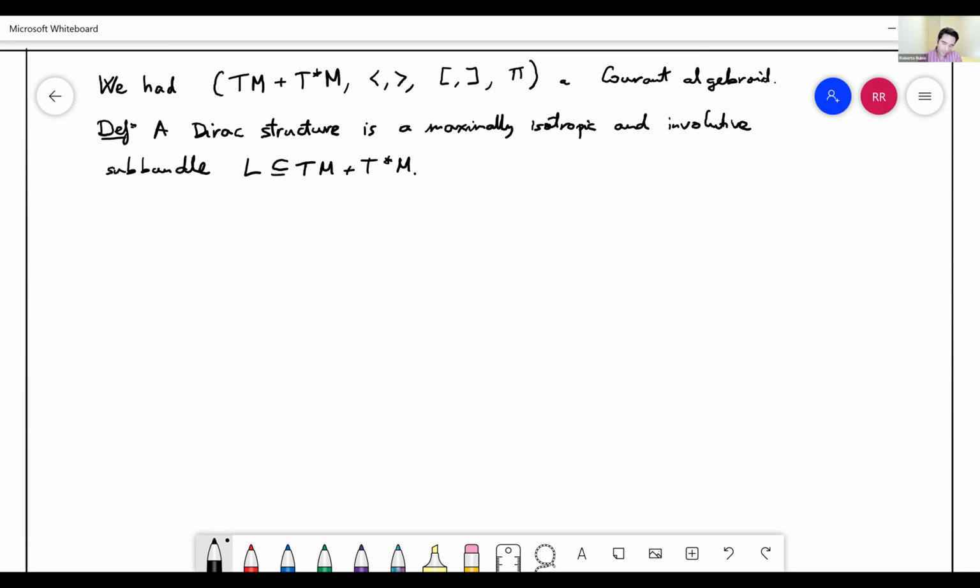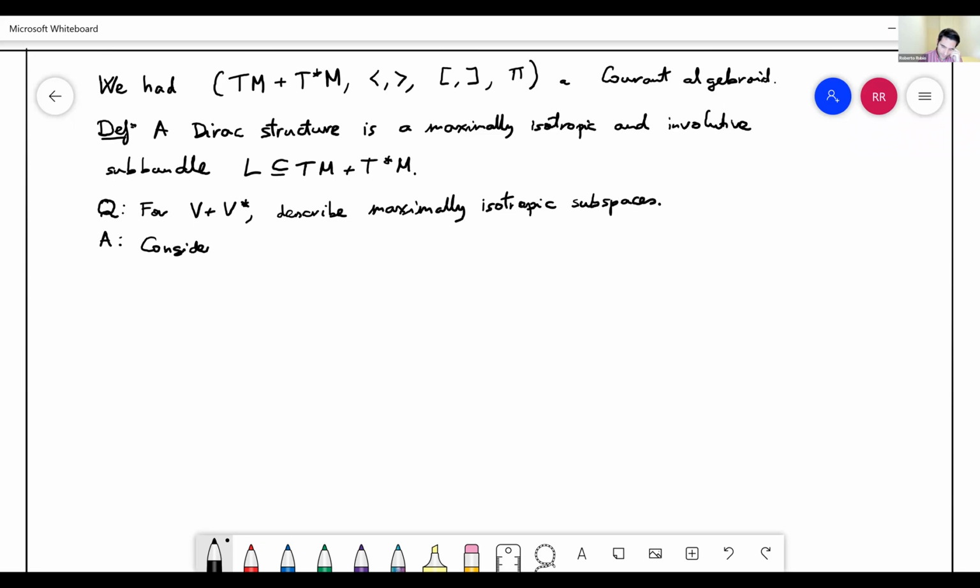So this is the question I posed yesterday: for V plus V dual, where V is a vector space, describe maximally isotropic subspaces. Here I can forget about involutivity, which is the geometric part, but also the hardest. And I suggested how to start it.